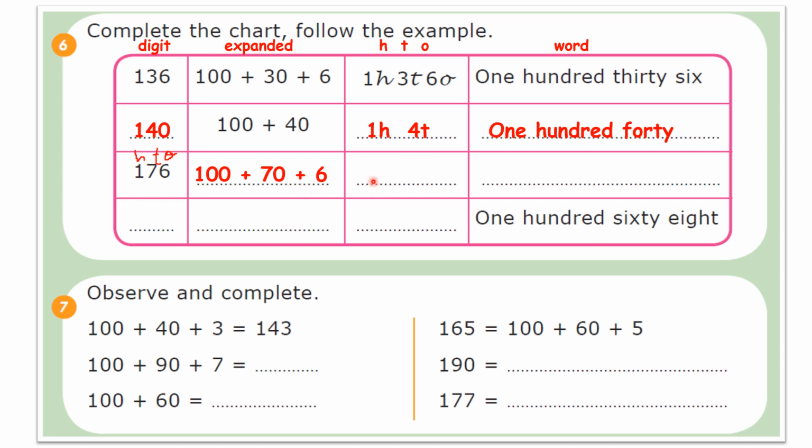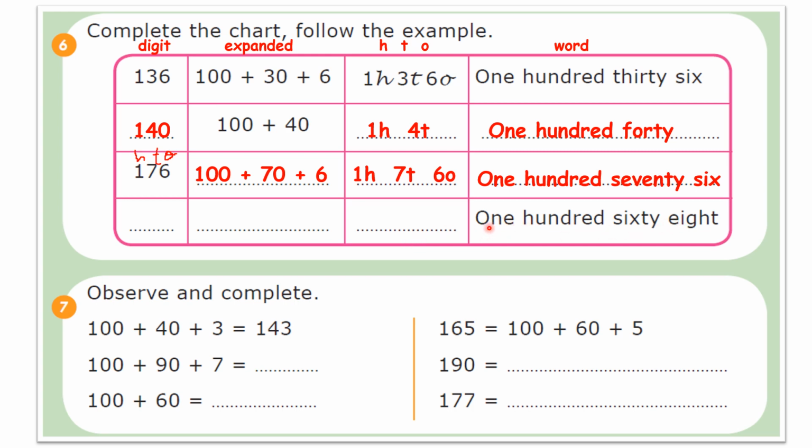Now let's write this number also using HTO. We already did it here, so we just need to write a digit before each letter. So it will be 1H means hundreds, 7T, 7 tens, 6O means 6 ones. And the last way is to write it in words, 176. Now, the last one is written only in words.